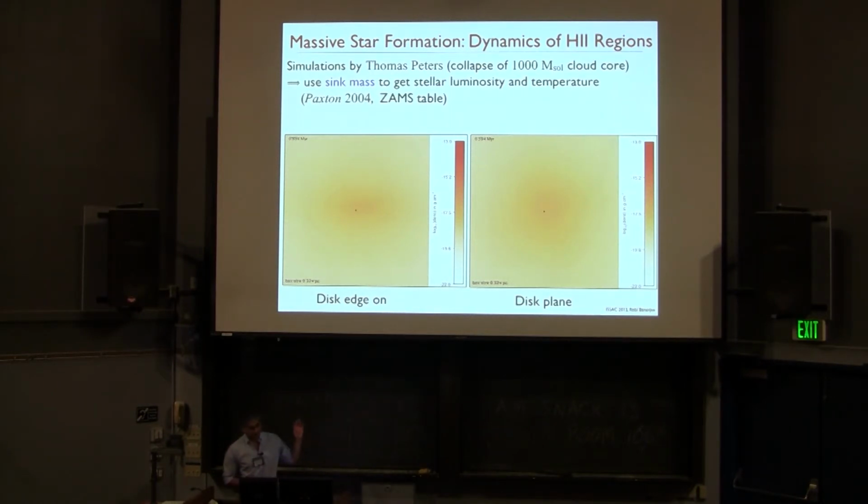This is already what he did here. This example is a collapse of a massive gas core of 1,000 solar masses. It has already evolved a little bit, hence you already formed a sink particle. And I told you yesterday we can use the information of the sink particle to feed back, in this case ionization heating, using the mass of the sink particle and reading off the luminosity and the temperature from a predefined stellar table.